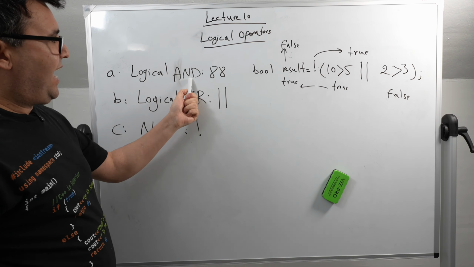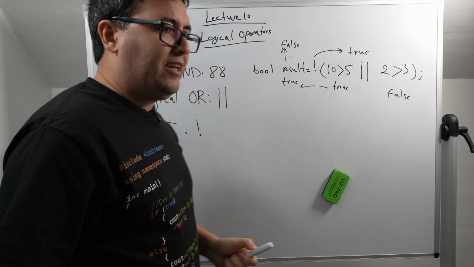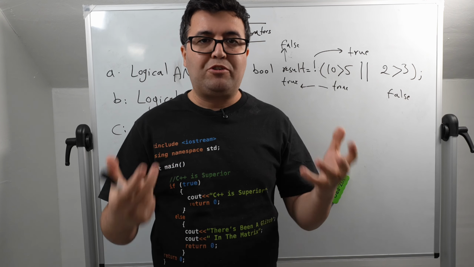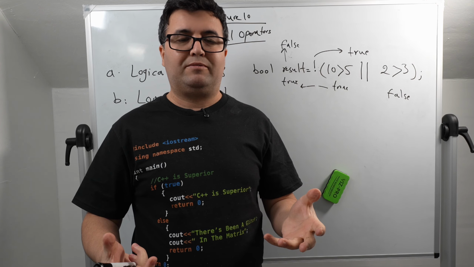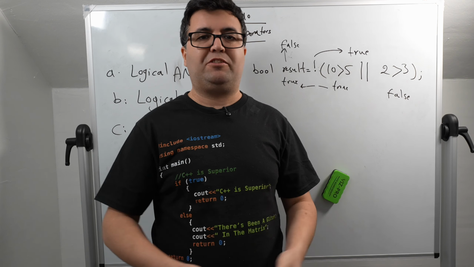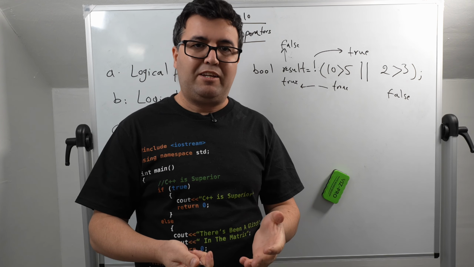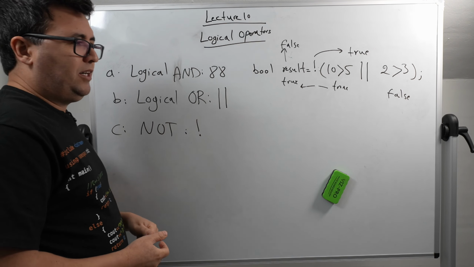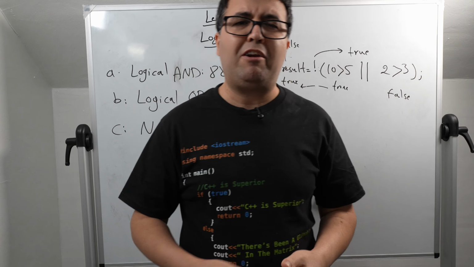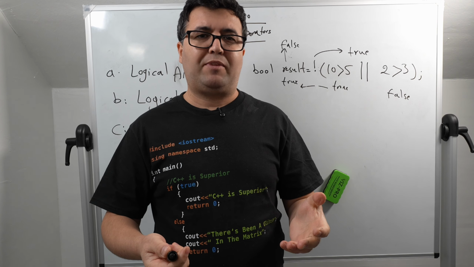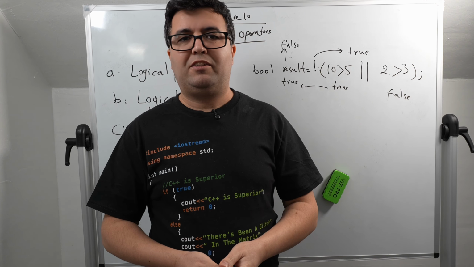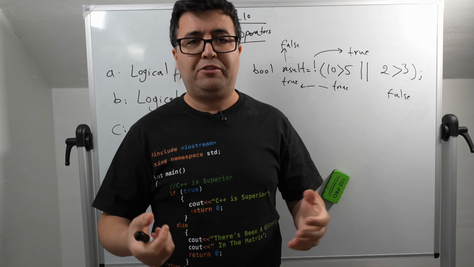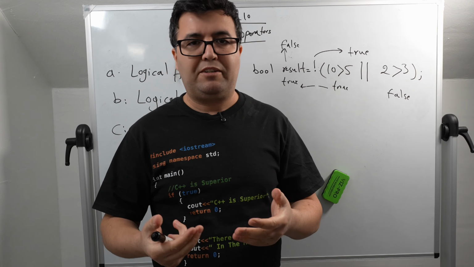So we have logical AND, and it only returns true if both conditions are true. If one of those conditions is false, the result of the AND operator will be false. And we have the OR operator, logical OR, which returns true if one of those conditions is true. If both conditions are false, the result will be false. Otherwise, if one of the conditions is true, OR will return true.